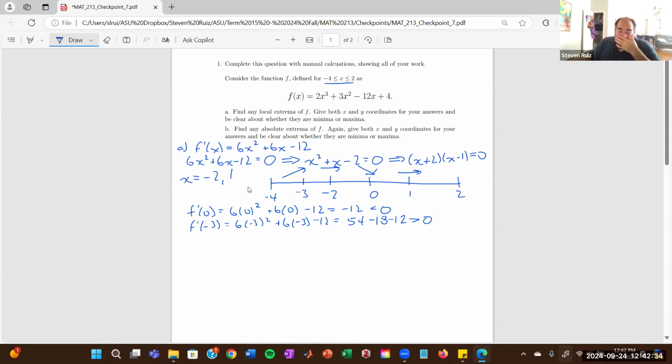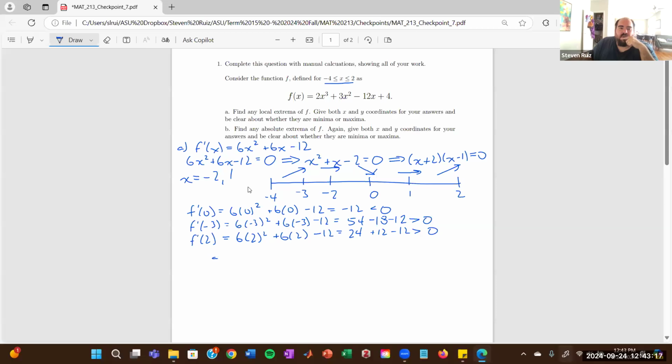Now, it looks like we're going to have a relative minimum at x equals 1, but there's one thing we have to make sure of. The one thing we have to worry about is, well, maybe this decreases, has a horizontal tangent and then decreases again. So we want to make sure that's not happening. So I will now check what happens at 2 with the derivative. So f prime of 2 is equal to 6 times 2 squared plus 6 times 2 minus 12. So that's 24 plus 12 minus 12. That'll be 24, which is a positive number. So I actually do now know that I have a local minimum.